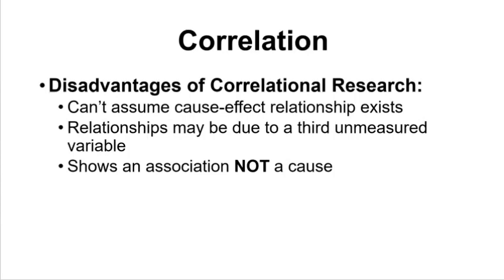Additionally, we may have the case where the relationship we found may actually be due to a third unmeasured variable that has an influence on both variables in the relationship. Due to these, it can be helpful to think of correlations as showing an association between two variables rather than thinking of either variable as a cause of the other.